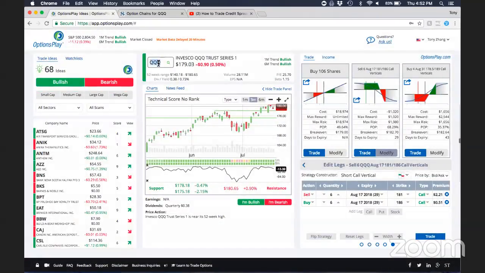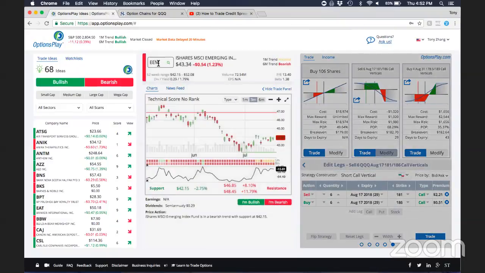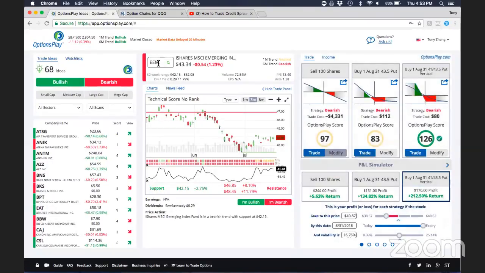So once you have one, let's take a look at a different symbol. Let's look at emerging markets, because this is an interesting symbol in my opinion. A lot of action going on in emerging markets, especially with the news. As you can see, for me, this certainly isn't a bearish trend. It recently turned somewhat neutral in the 1-month trend, but the 6-month trend is still bearish.